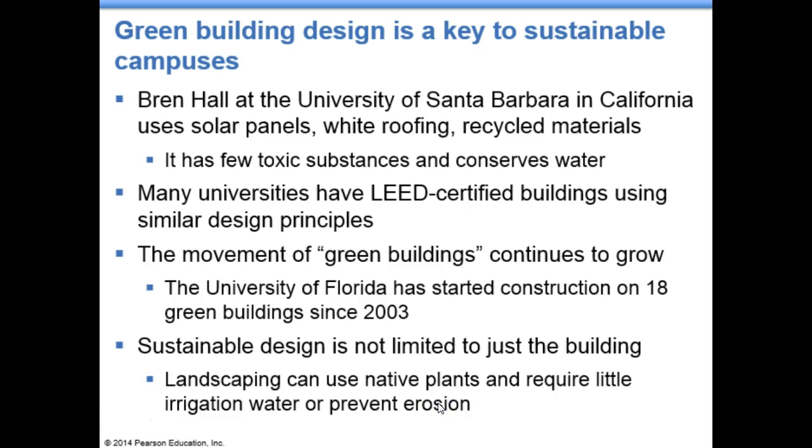Okay, Brent Hall at the University of California, Santa Barbara also uses solar panels and white roofing. Why do you think white roofing would be used? Hopefully you're thinking, well, when it's black, it's going to absorb more heat. And absorbing more heat is going to make it hotter. When you have white roofing, it's going to reflect and stay cooler, and they use recycled materials. They have few toxic substances within the infrastructure, and they also practice water conservation.